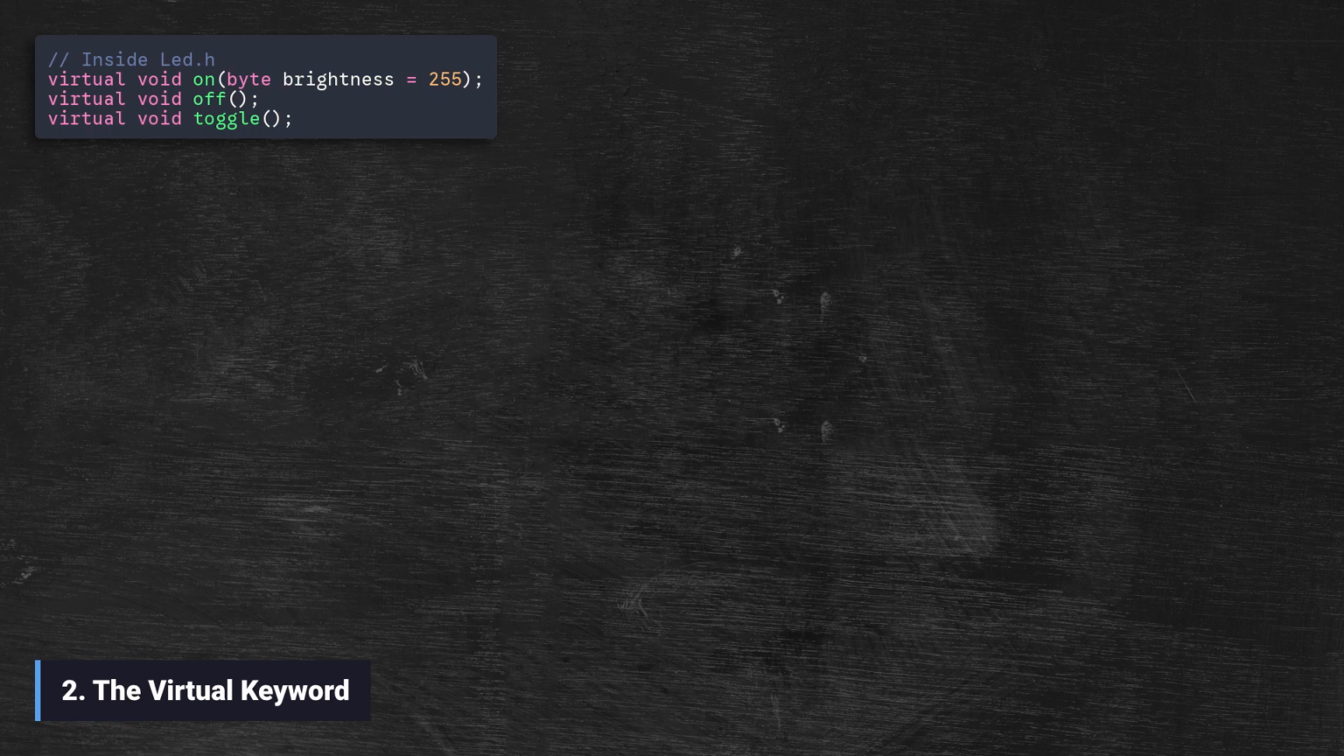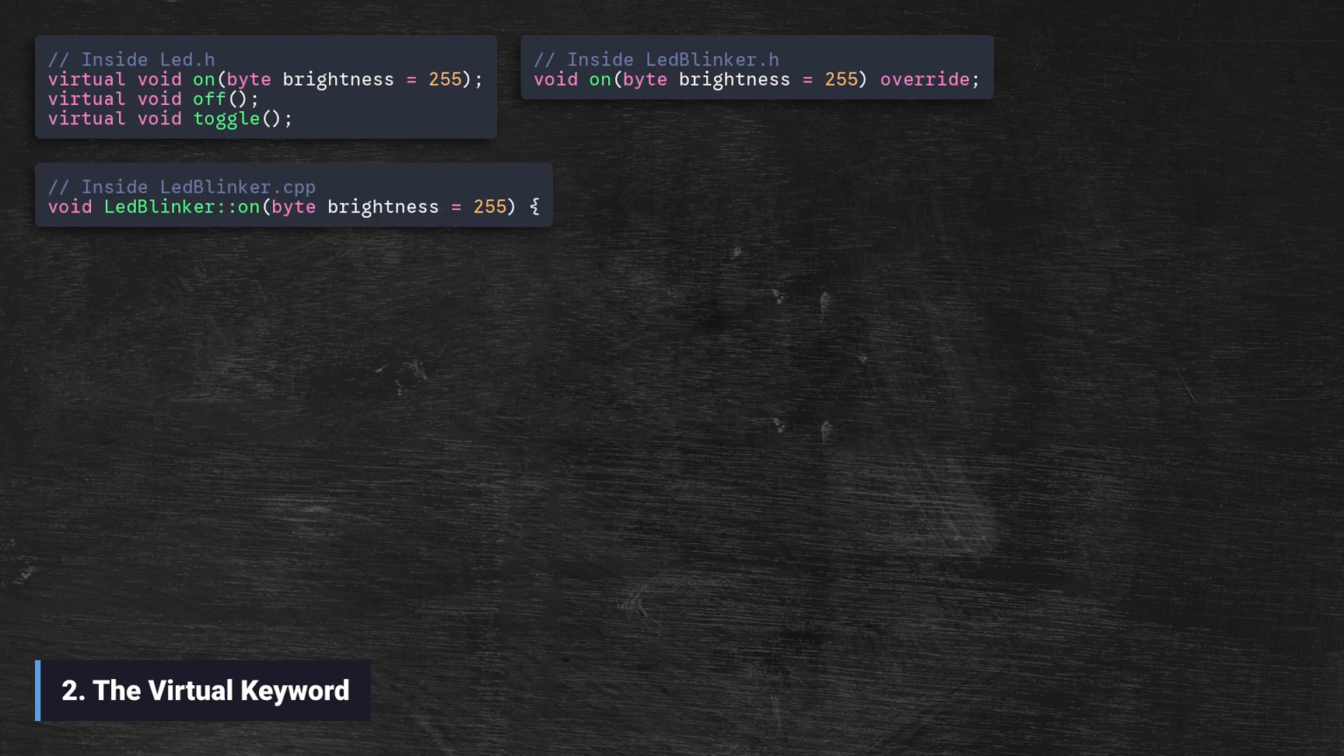This tells the compiler that when we call a method like toggle, it should check if a more specific version exists in a child class like LED blinker, and use that one instead. Inside LEDBlinker.h, you update this line. And inside LEDBlinker.cpp, you update this line.